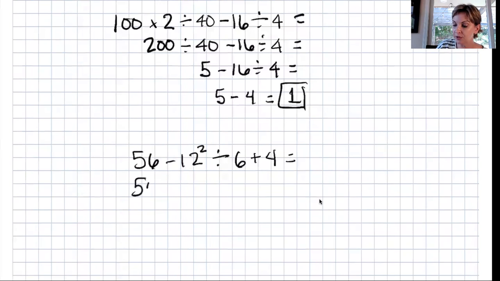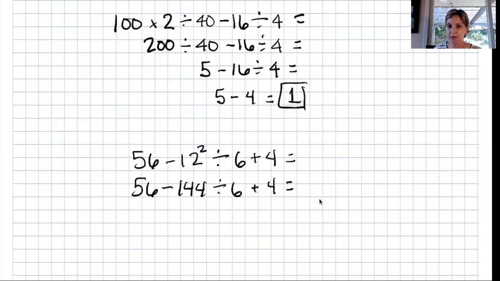So 12 squared is 144, and then just rewrite everything else. We're not doing anything else on that step. So no parentheses, we took care of the exponent. Next comes multiplication and division, and we do have some division right here: 144 divided by 6, and 144 divided by 6 is 24.